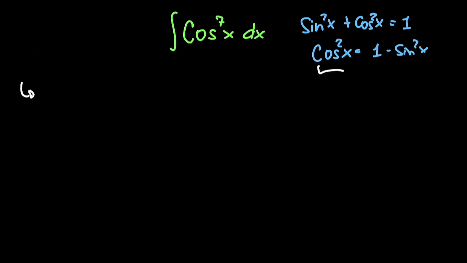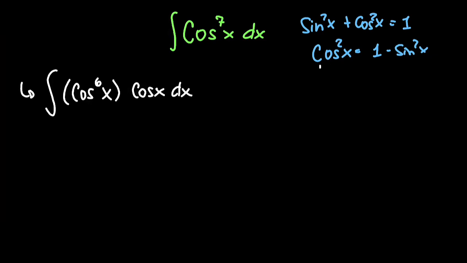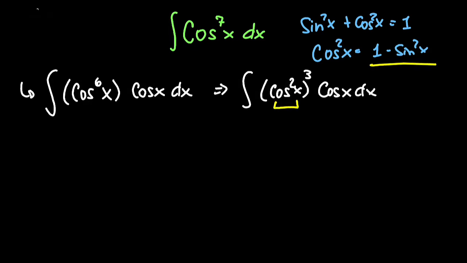Since what we want here is an even power to have a cosine squared of x, let us factor out one cosine x first. So this would be cosine to the power 6 of x multiplied by cosine of x dx. We would want it in the cosine squared of x form. So this would be the integral of cosine squared of x to the power 6 divided by 2, which is 3, multiplied by cosine of x dx. We can now replace cosine squared of x with this identity.